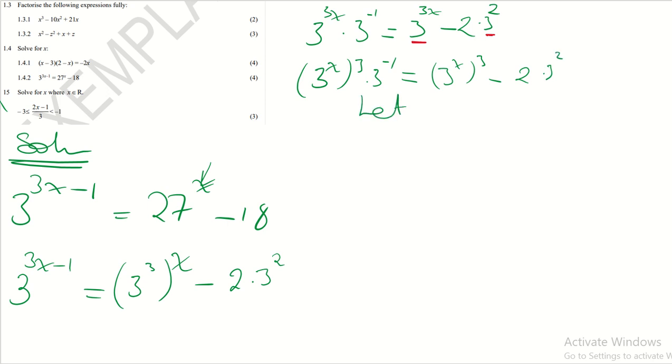So I want to say let 3 to the power x be equal to some a. So that means I will have a to the power 3 times 3 to the negative 1 equal to a to the power 3, I mean minus 2 times 3 to the power 2.